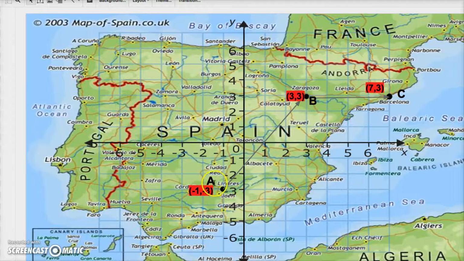So let's do that for the vector AB, also known as Linares to Zaragoza. We're going to count horizontally first, 1, 2, 3, 4, and then vertically 1, 2, 3, 4, 5, 6. So it's going to be 4, 6. And then we'll go over how to actually write out vector notation later. For our final destination, Barcelona, it's going to be 1, 2, 3, 4 horizontally, and then 0 vertically because we're not going up at all.